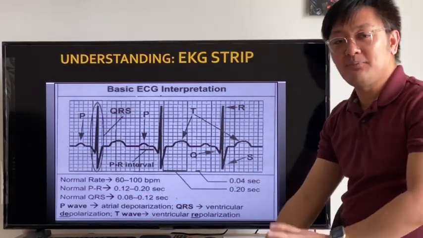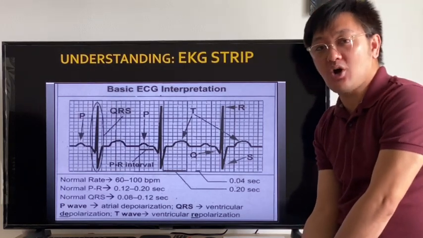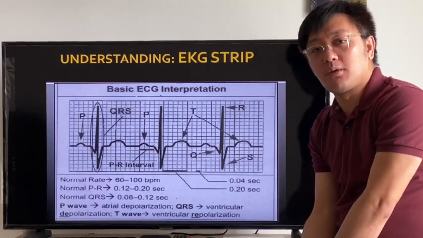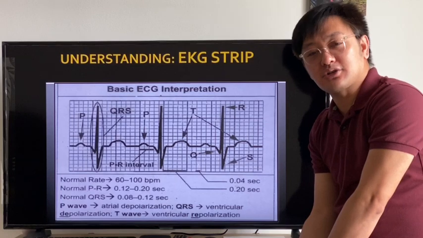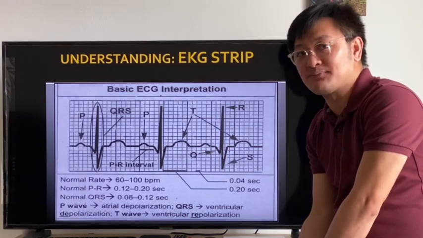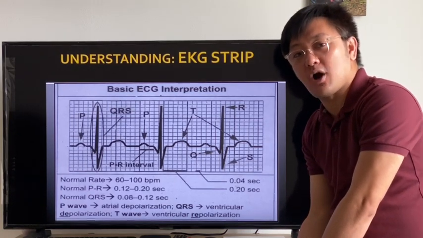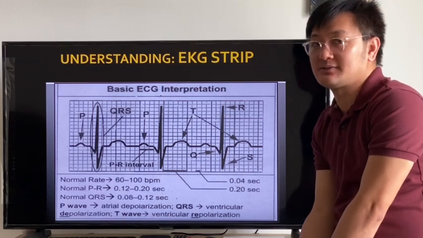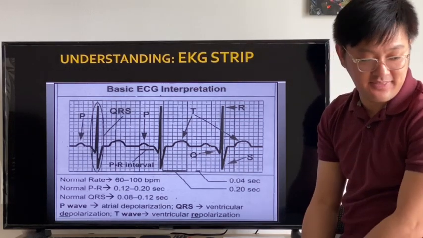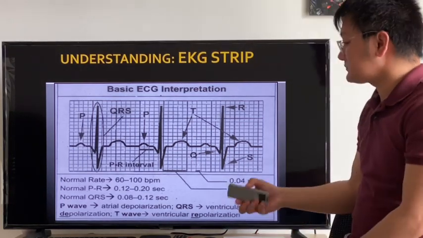Okay, so again, normal heart rate is 60 to 100 beats per minute. Normal PR interval is about 3 to 5 small boxes. The normal QRS complex is 2 to 3 small boxes. Please don't forget that. Okay, next.